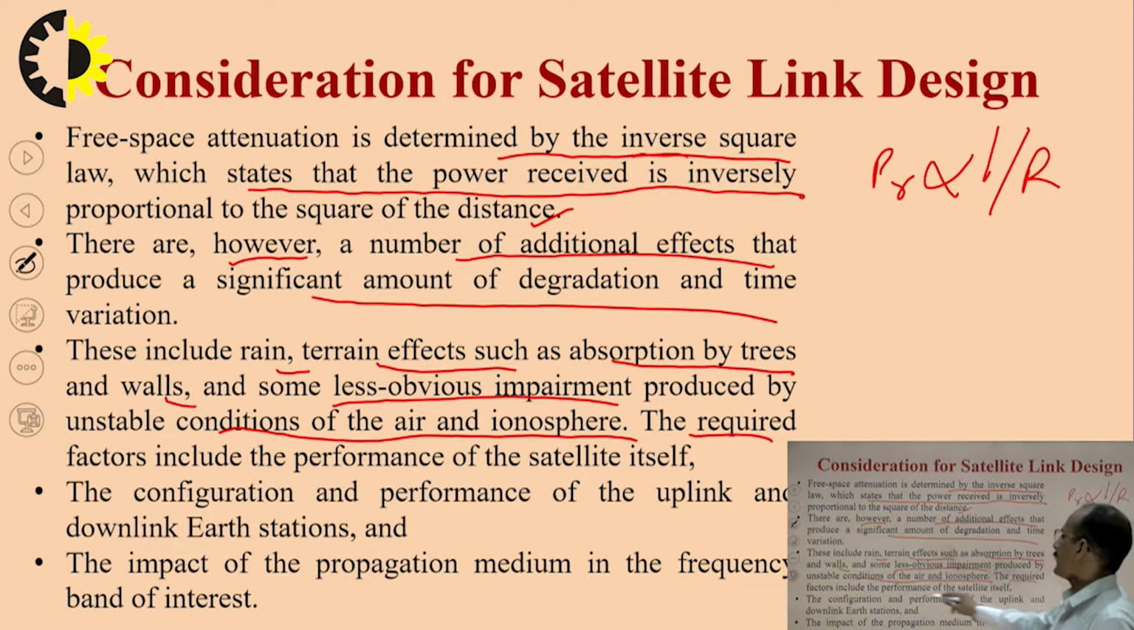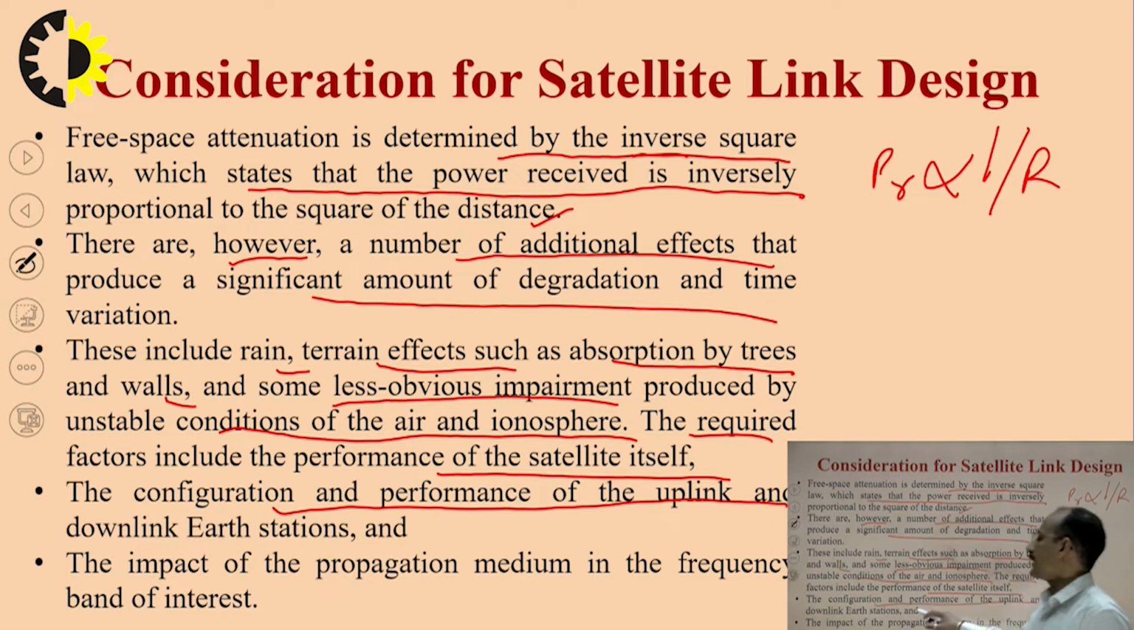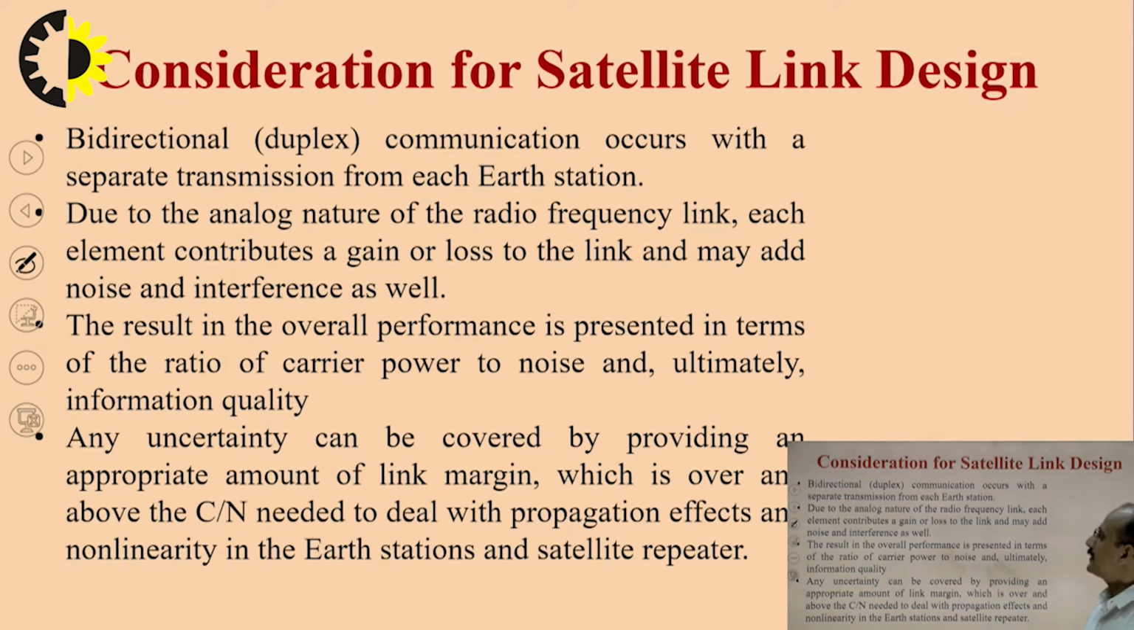Also, the required factors include the performance of the satellite itself. The other considerations are the configuration and the performance of the uplink and the downlink earth station, which is related to the earth station design. Also, the impact of the propagation medium in the frequency band of interest. Means for the system for which you are designing a specific frequency band, what is the impact of the propagation medium. So these are the considerations. Other than that, bidirectional communication, meaning communication in both directions, satellite to earth station and earth station to satellite, occurs with a separate transmission from each earth station.